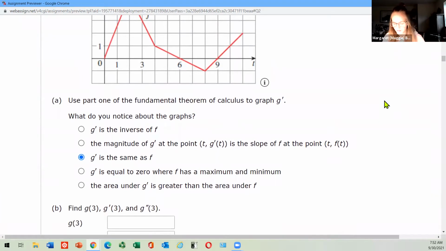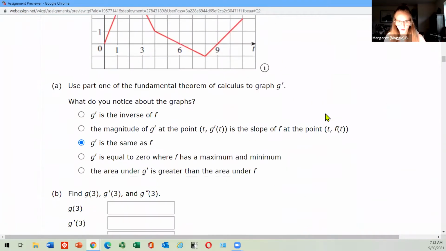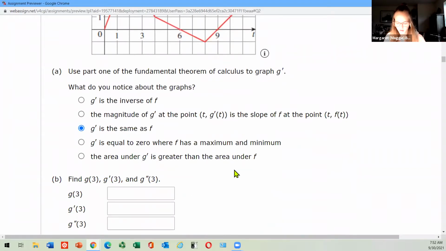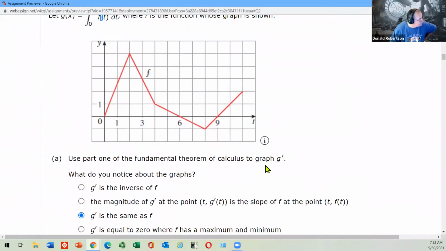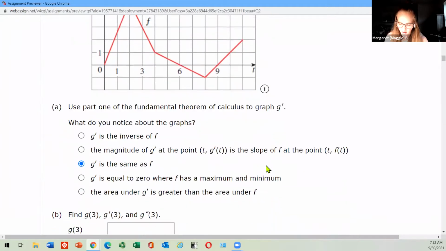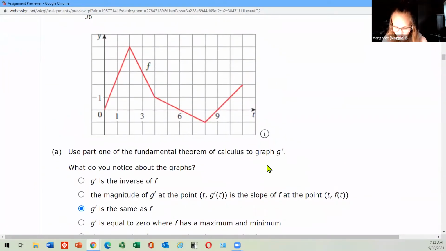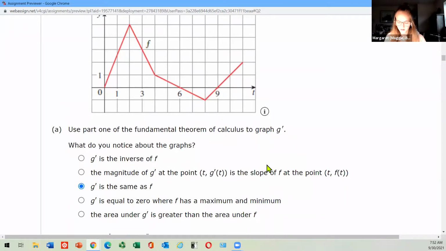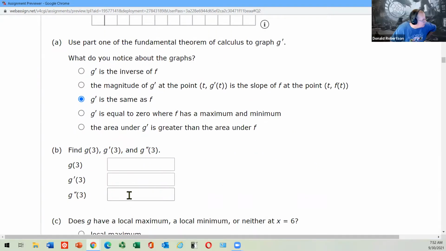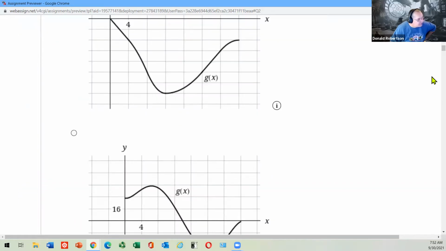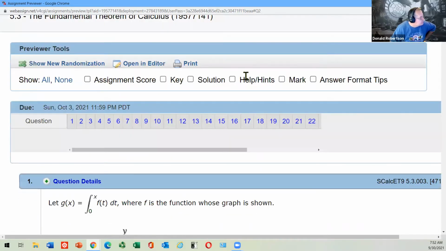Right. And then for how do I get G double prime? I got G at 3 and then I got G prime at 3 and then the third question is G double prime of 3 and I don't know how to do it. Okay, I believe that's going to be the answer. Let me check. It's going to be 0.